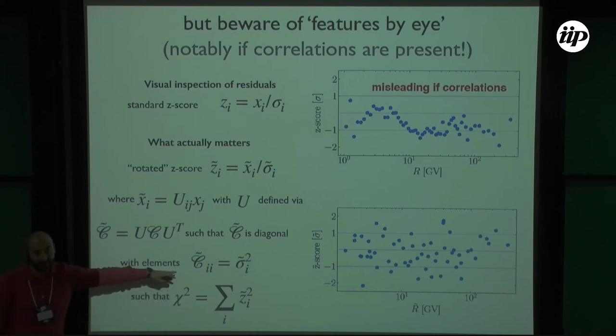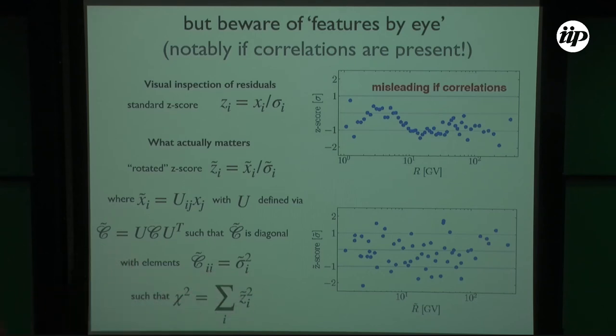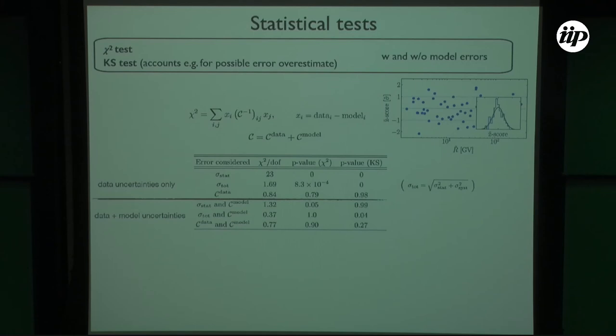The real metric is given by your covariance matrix. Okay? If you do that and you see the residual, well, they look quite randomly distributed around your prediction. Okay? And you can quantify that. You can describe how Gaussian these residuals are around your model. And we did this with two tests, chi-square and a Kolmogorov-Smirnov test.